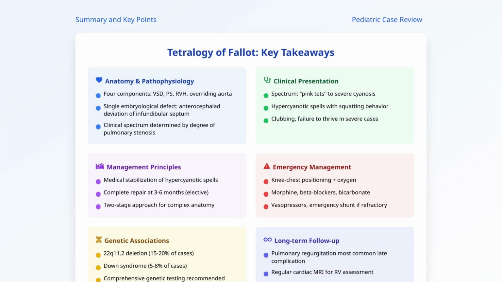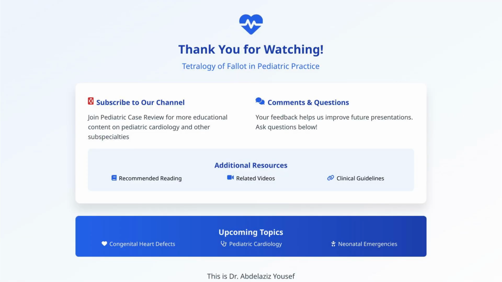Management principles include appropriate medical stabilization, optimal surgical timing based on individual anatomy and symptoms, and structured long-term follow-up. Prompt recognition and proper management of hypercyanotic spells is crucial for preventing morbidity and mortality. Finally, lifelong surveillance is essential as these patients face potential late complications including pulmonary regurgitation, right ventricular dysfunction, arrhythmias, and exercise intolerance. With modern surgical techniques and comprehensive care, most patients with TOF can expect excellent quality of life and near normal life expectancy.